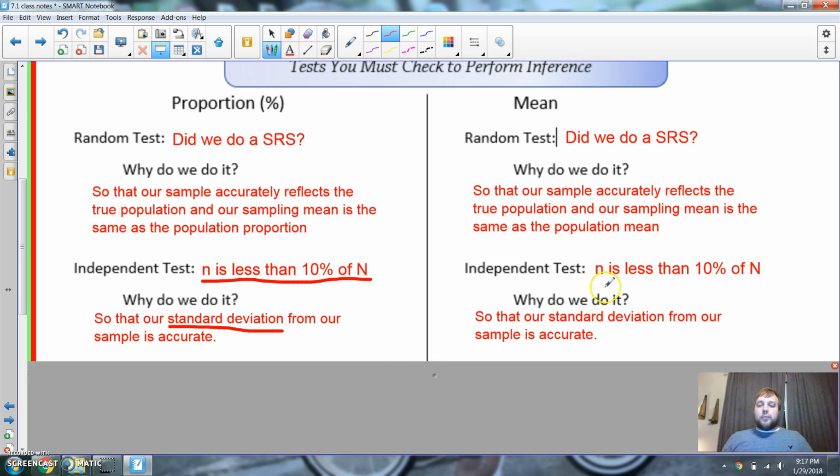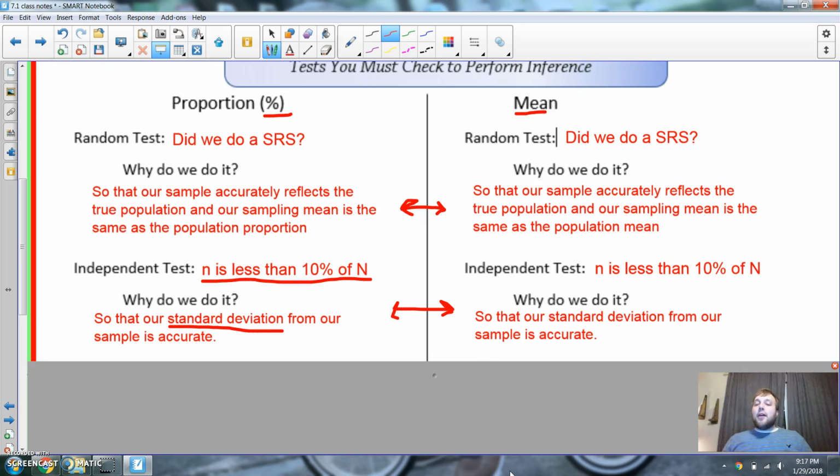Okay, cool. Hopefully you guys got those written down. Notice they're the same so far. These two are the same. Doesn't matter whether you're working with percent problems or mean problems. The independence test is the same. And guess what? The random test is also the same.